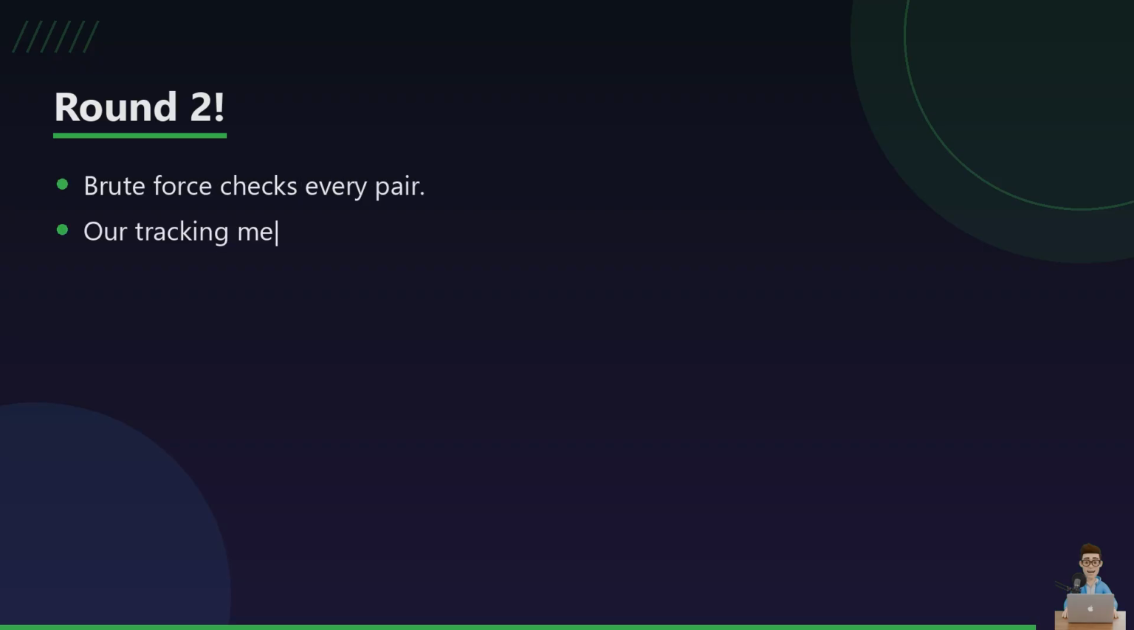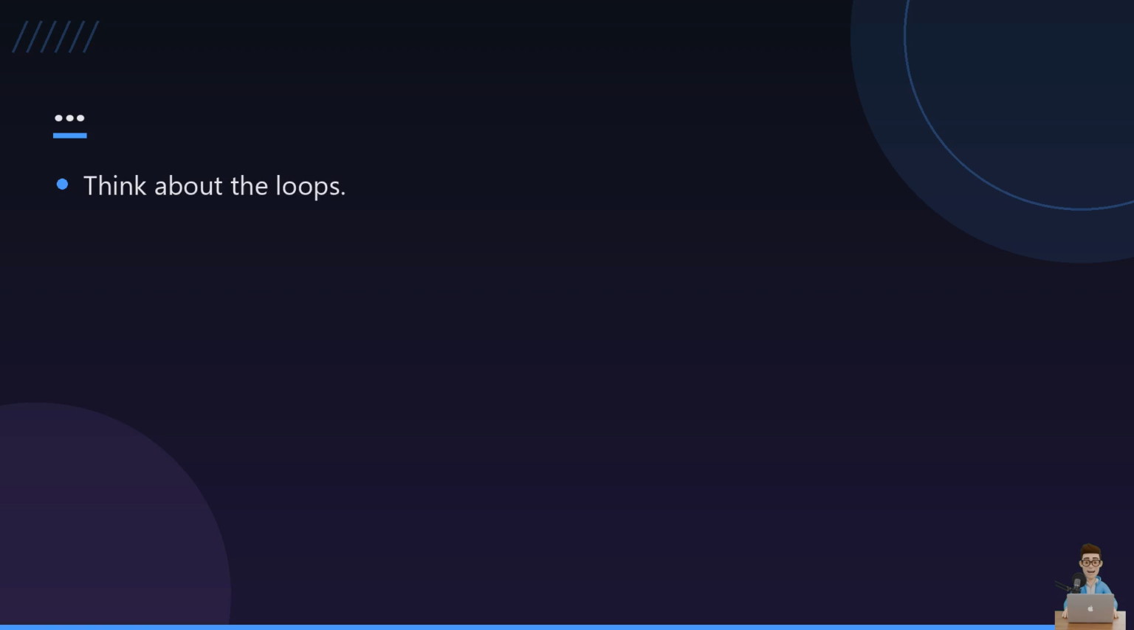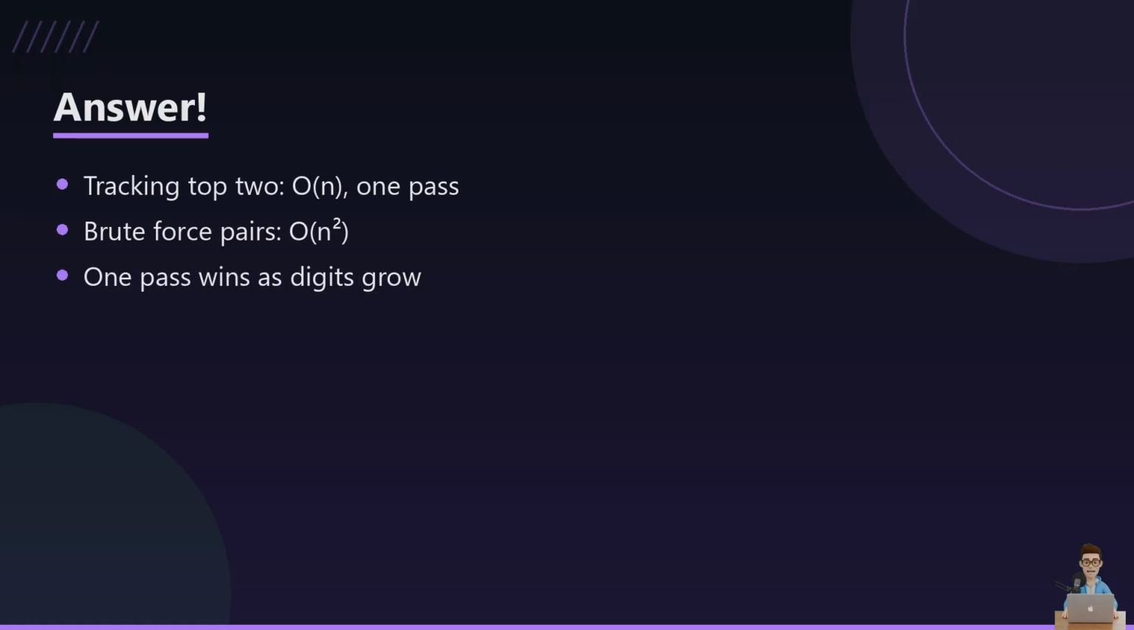Second question. Between checking every possible pair and just tracking the top two as we go, which approach scales better on a huge number? Picture how many times each approach loops through the digits. The single pass tracking wins. It's linear time, while checking every pair grows quadratically as the number gets longer.